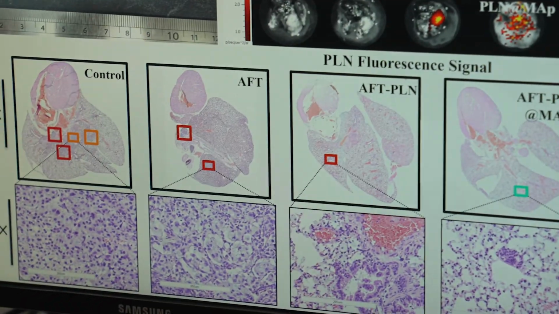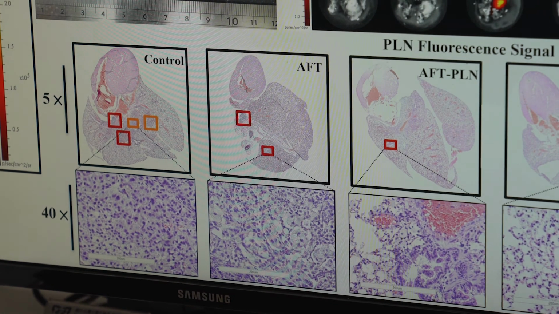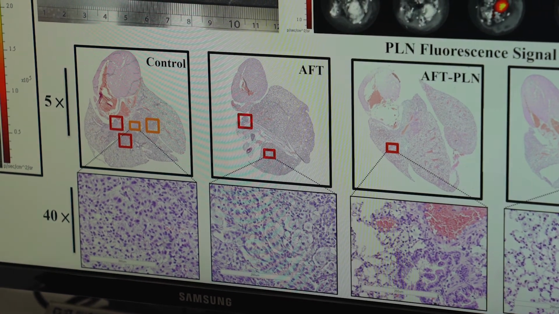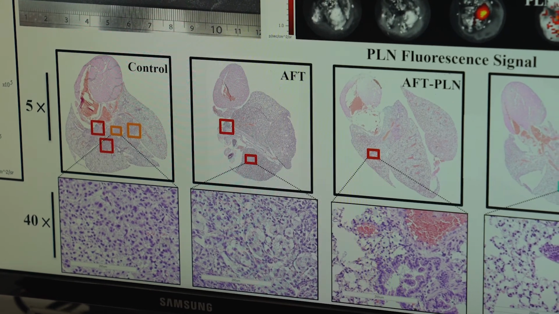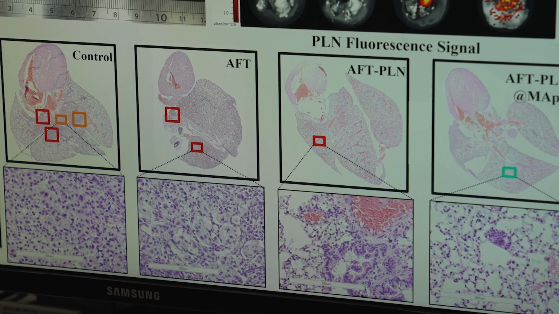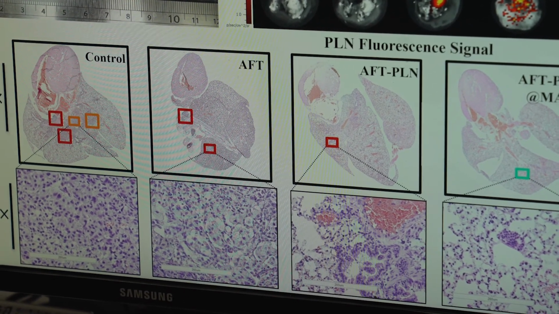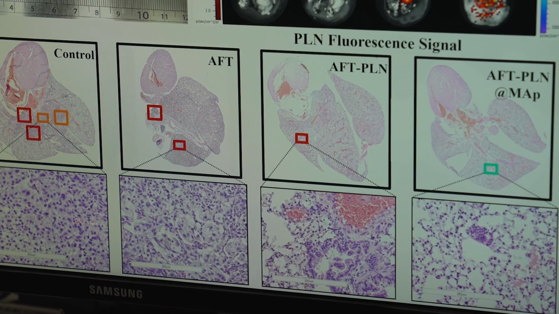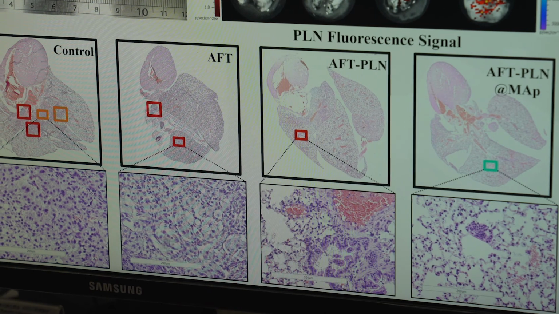Then we use H&E tissue staining to evaluate the result. In the control group, we can see the red square shows the primary lung adenocarcinoma, and then it metastasizes to the orange square. And after we treat this disease with our group, we can see the lung becomes normal and no obvious disease can be detected.